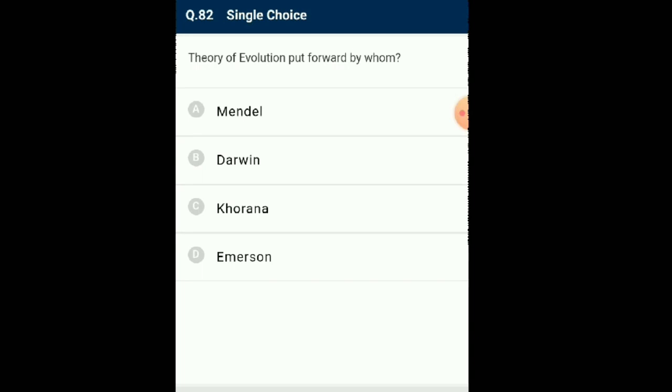Question number 82. Theory of evolution was put forward by whom? G.J. Mendel, that is Gregor Johann Mendel, was one of the pioneer naturalists who worked on the garden pea plant Pisum sativum and formulated the laws of genetic inheritance. He is considered the father of genetics. Charles Darwin was one of the leading naturalists who traveled around the Galapagos Islands and conceptualized the theory of organic evolution. His theory is known as the theory of natural selection. Then Har Gobind Khorana discovered the genetic code which is needed for converting the nucleic acid sequence into amino acid sequence. This is a universal code. Emerson proposed the presence of two photosystems, PS1 and PS2, in photosynthesis. So the answer for this question is option B, Darwin.